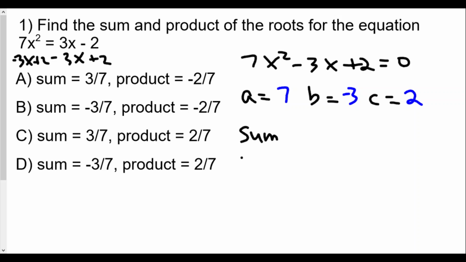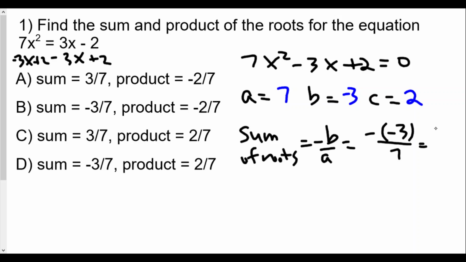So the sum of roots, which is negative b over a, we just fill in our formula here, which is negative negative 3 over a, which is 7. So we have the sum is 3/7. Since it's multiple choice, we look at it going, okay, well the sum is 3/7. It can't be choice B, and it can't be choice D.